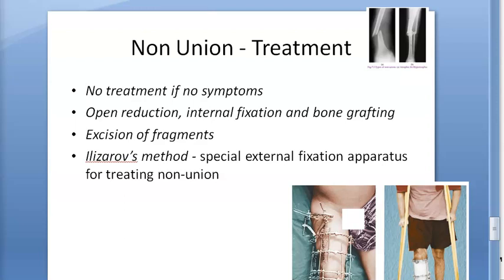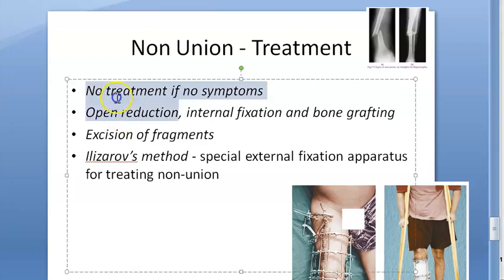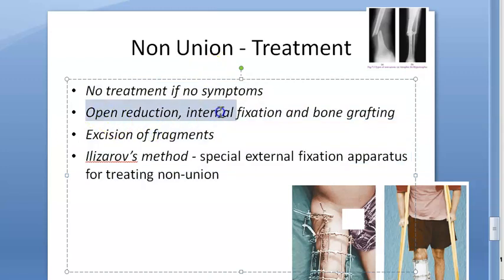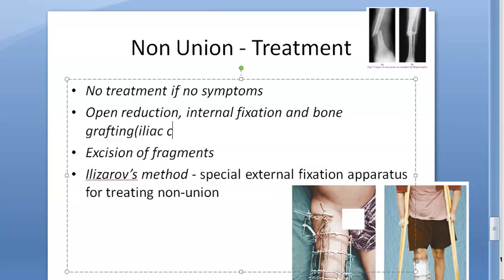So guys, if they ask you about non-union, I think you will have to elaborate on these more and more. What is this open reduction? All that you will have to explain. What do you mean by this? And from where do you take the bone graft? From the iliac crest. That also you learn. Iliac crest, you can take the bone. Okay. In most cases, you will need to do internal fixation. What is excision of fragments?